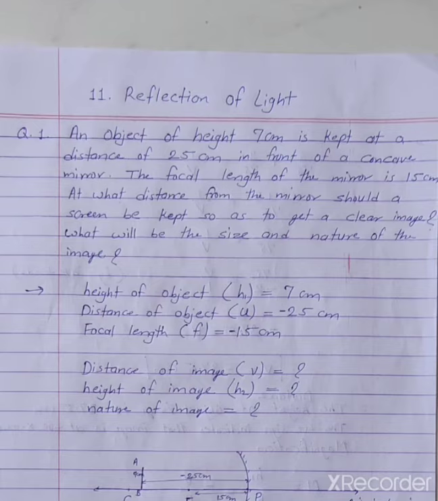In this question, an object of height 7 centimeter is kept at a distance of 25 centimeter in front of a mirror. Here the type of mirror is given, which is a concave mirror. Now the focal length of the mirror is also given. It is 15 centimeter. So let us write down all these given points.